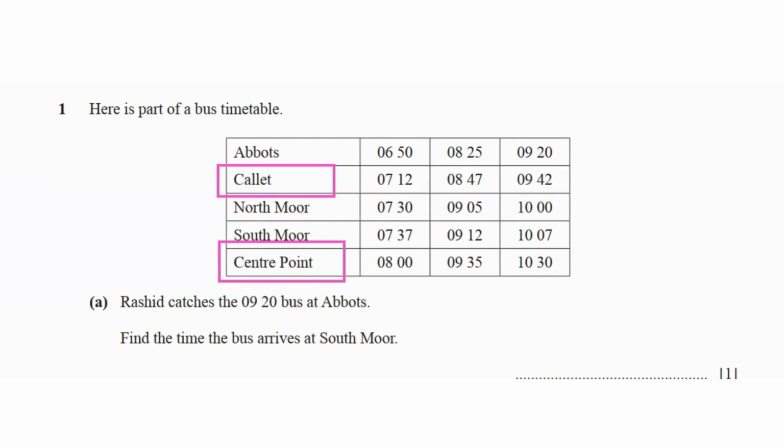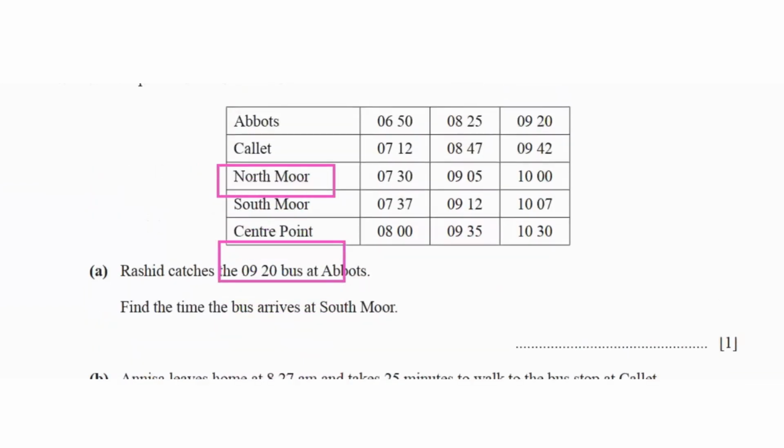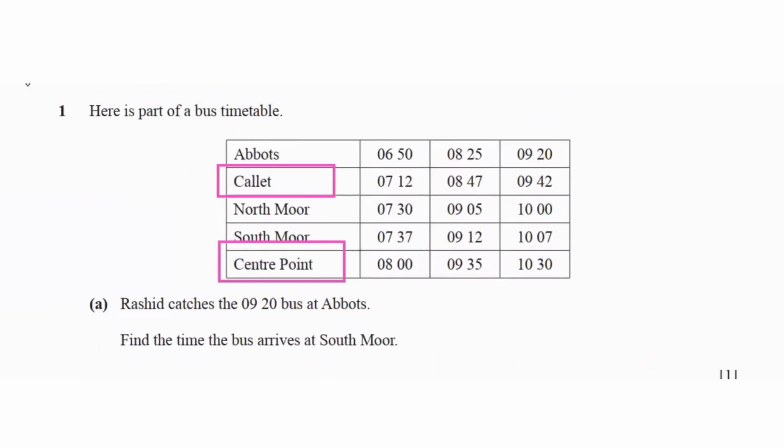Now she started her journey at 8:27 and walked for 25 minutes. So she's starting her journey at 8:27 plus walking for 25 minutes. So the time she's going to reach Calais is going to be 8:52 a.m. So this is the time at which she reaches Calais. So at 8:52 a.m. she can only catch the 9:42 bus.